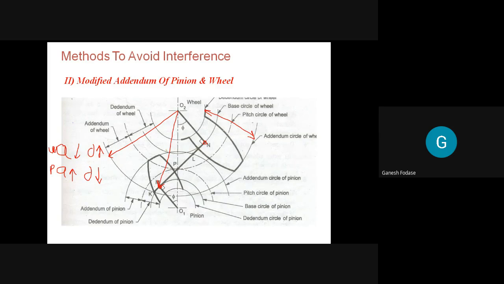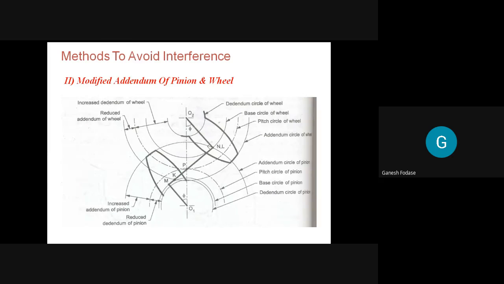You can observe here the current addendum radius is O2K, but by the modified method, it is decreased. You can see now this O2K is inside the M point. So for the wheel, addendum is decreased, while dedendum is increased. And the reverse for the pinion: addendum is increased, while dedendum is decreased, which we already discussed in the last slide. So by modifying the addendum and dedendum of the wheel and pinion, we can avoid the interference. And this is done by means of a rack shift.